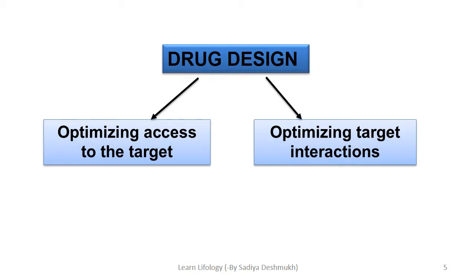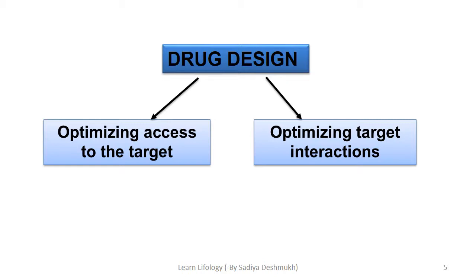Okay, so again moving on towards the drug design principle. Actually, there are two things which we should consider while designing a drug. First is optimizing access to the target, and second is optimizing target interaction. These are the two major aspects which we consider while designing a drug. That's why we can say that these are the basic principles while designing a drug: optimizing access to the target and optimizing target interaction.